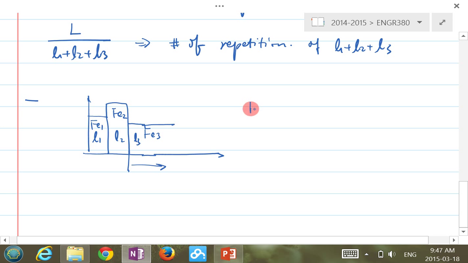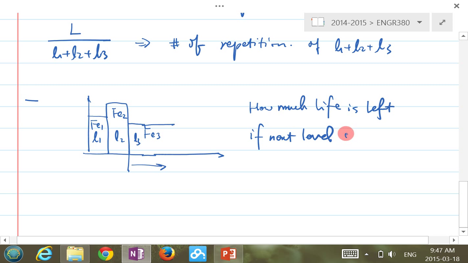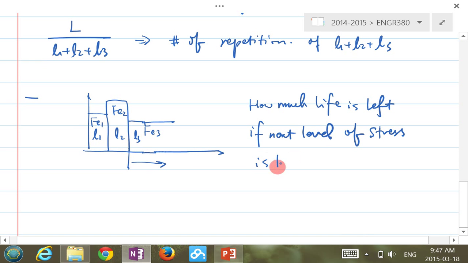So basically the question is how much life is left? Okay, how much life is left if the next level of stress is held until failure? Okay, that's the point.